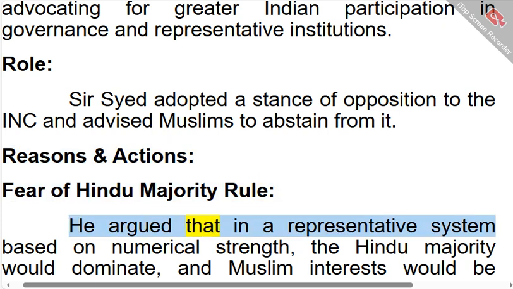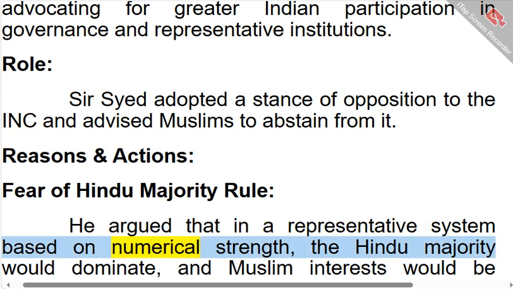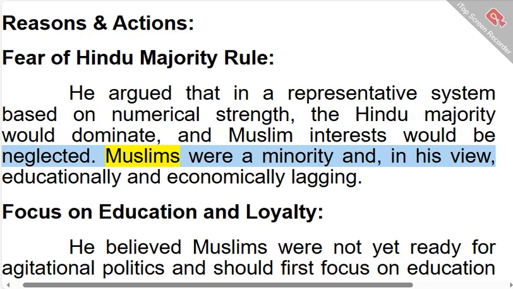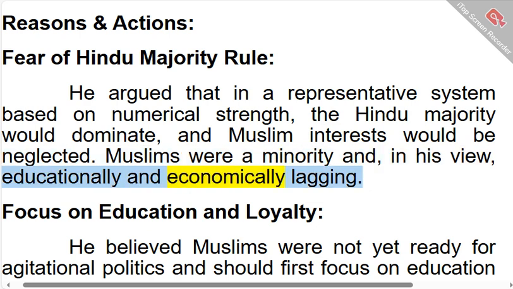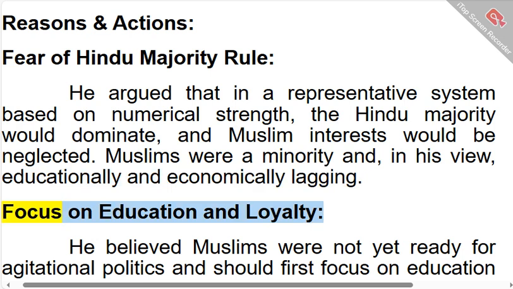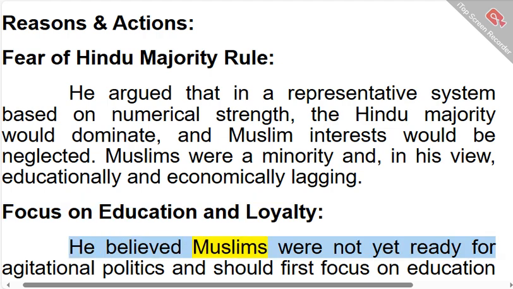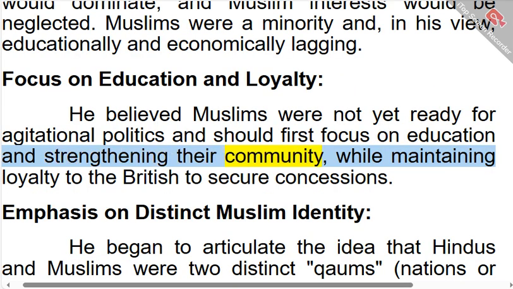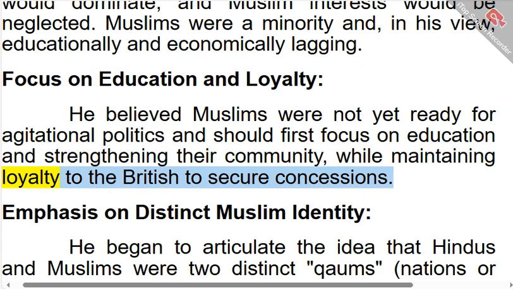He argued that in a representative system based on numerical strength, the Hindu majority would dominate, and Muslim interests would be neglected. Muslims were a minority and, in his view, educationally and economically lagging. Focus on education and loyalty. He believed Muslims were not yet ready for agitational politics and should first focus on education and strengthening their community, while maintaining loyalty to the British to secure concessions.